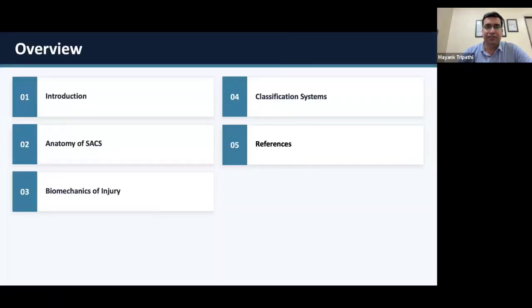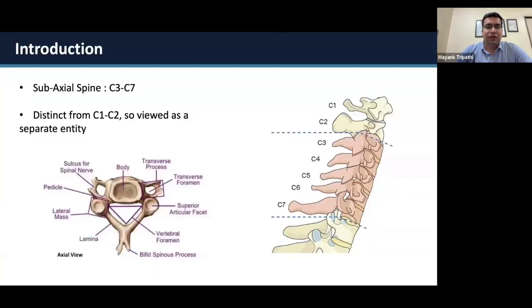A brief overview. I'll start with the introduction, then we'll discuss the anatomy, and then the biomechanics of the injury, the classification systems, and the references. So as we all know, the subaxial spine is from C3 to C7. It is significantly distinct from the C1 and C2 and the CVJ. So it is viewed as a separate entity.